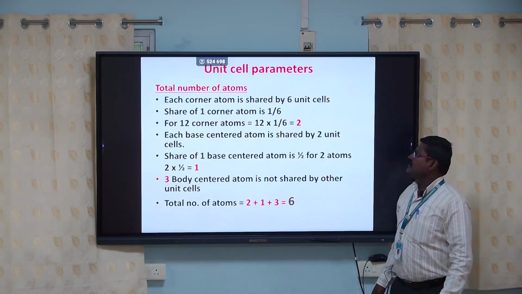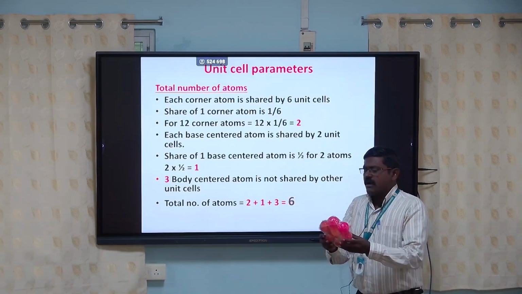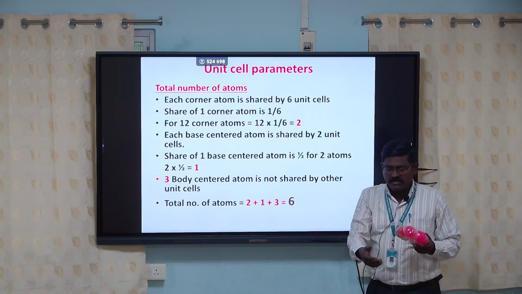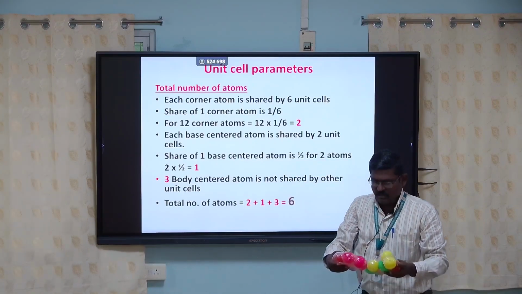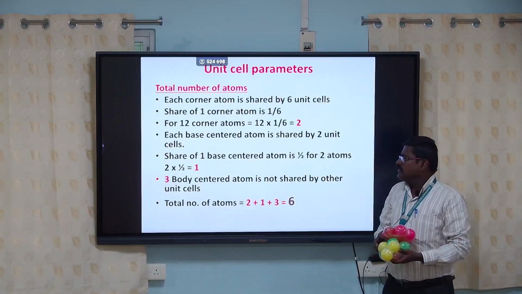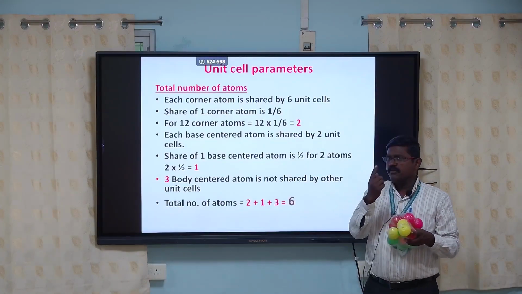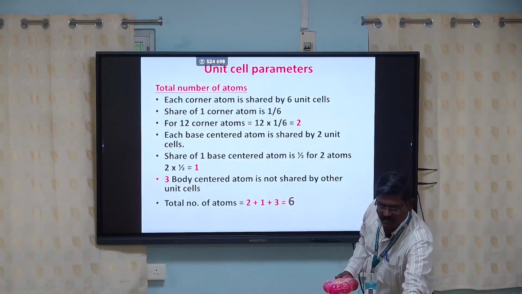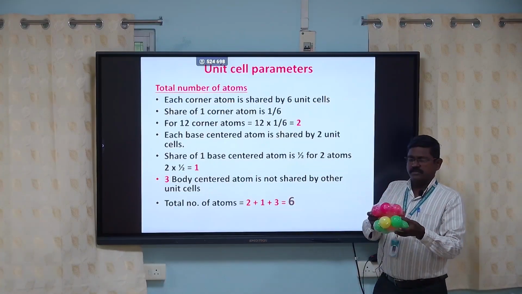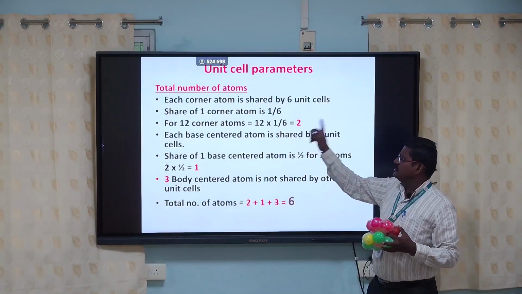First parameter is total number of atoms. Even though we have so many atoms, we have to consider the corner atoms. Each corner atom is shared by 6 other unit cells. Suppose if we keep this here, so each corner atom can be surrounded by other unit cells. So each corner atom is shared by other 6 unit cells. So the share of one corner atom is 1 by 6. So we have 12 corner atoms. From 12 corner atoms, the contribution of corner atoms is just 2.